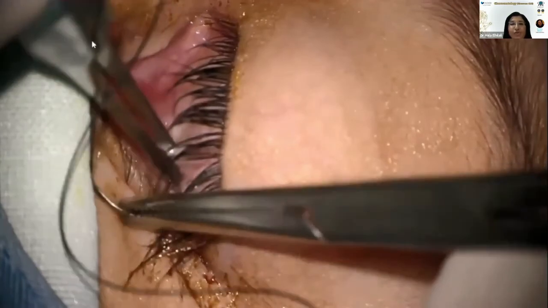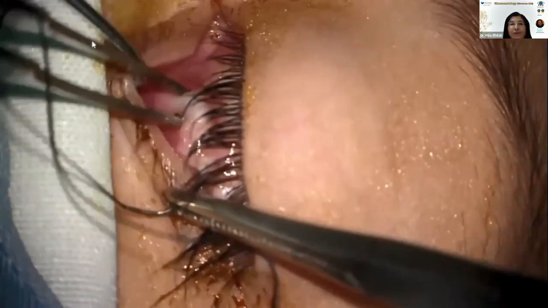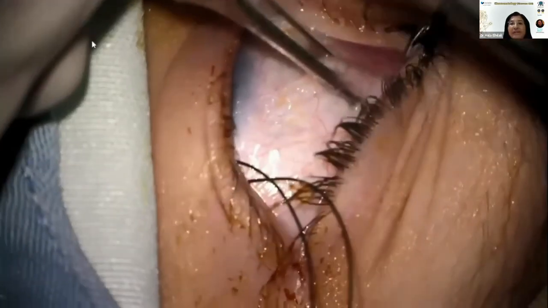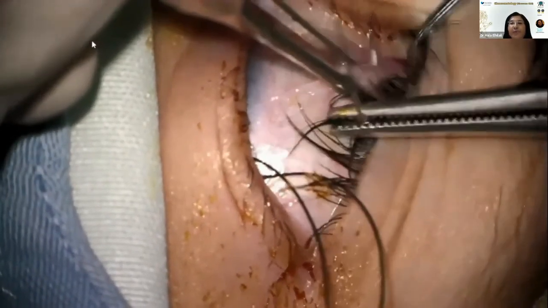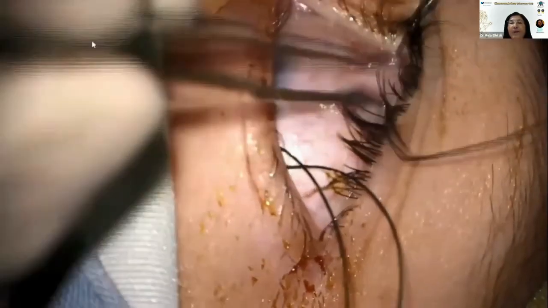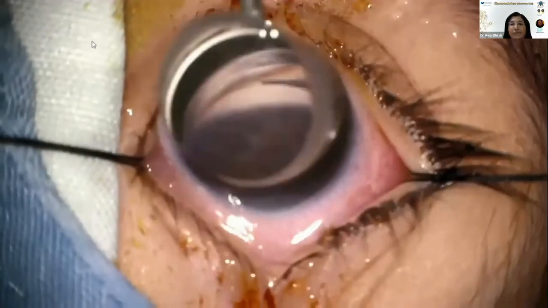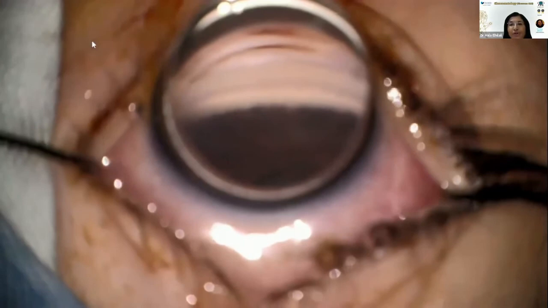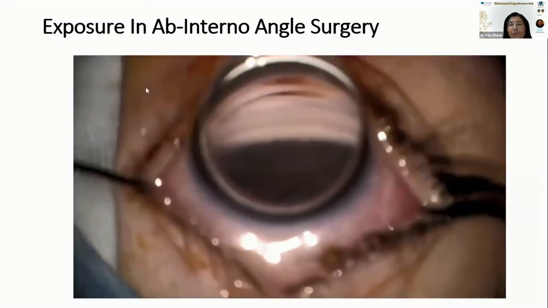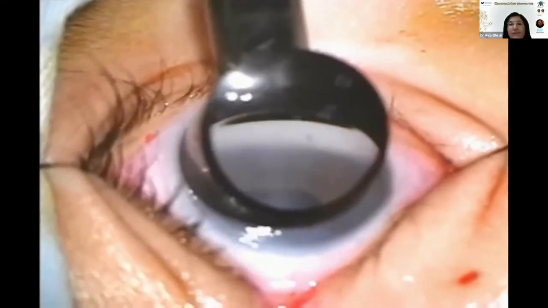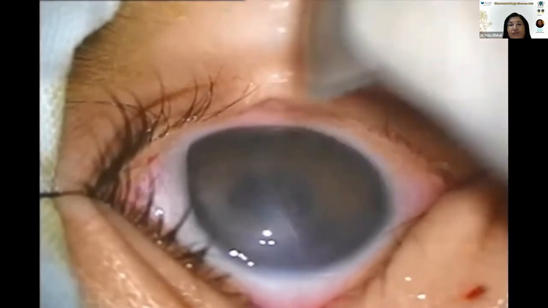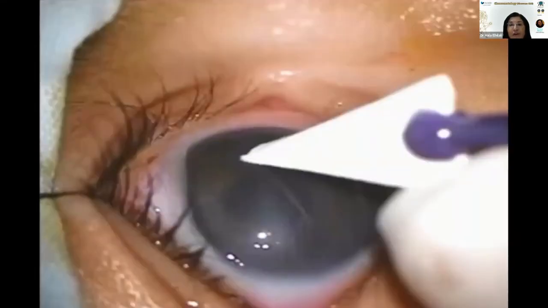For exposure, I find the best thing is to place traction sutures under the superior and inferior rectus muscles. This stabilizes the globe, retracts the lids, and creates a good space for placing instruments and the gonio prism, unlike the speculum, which can exert a pressure on the eye, especially in a narrow palpebral fissure, and may increase corneal cloudiness.